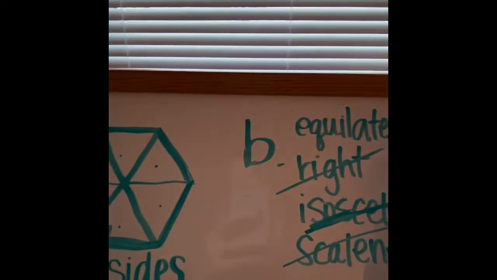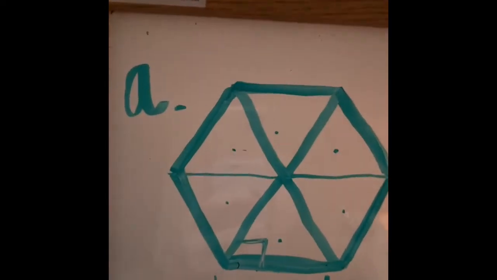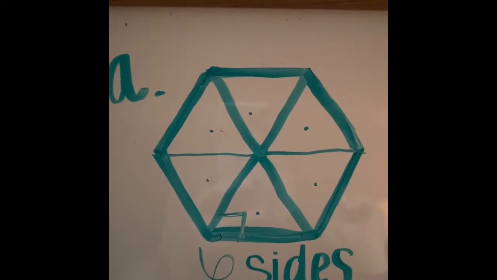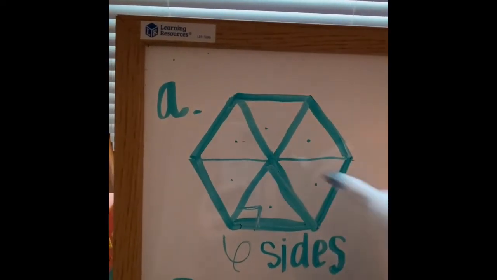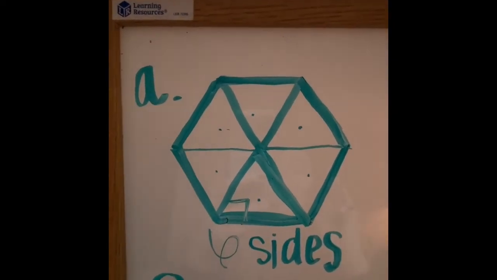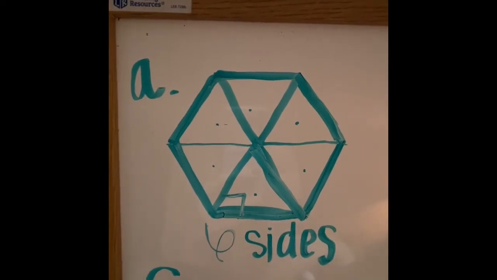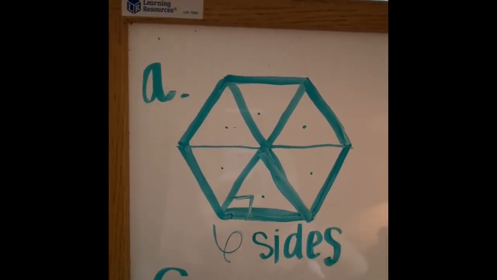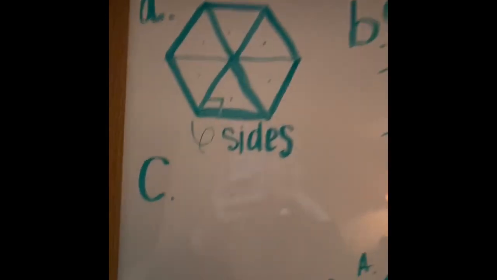It must be equilateral. And remember, equilateral triangles means that it has all sides of the same length. Now, this side right here, I get it. Definitely not perfect, and I think I just made it worse, but you get the point. I have made a hexagon with six equilateral triangles. So that is the answer to B.